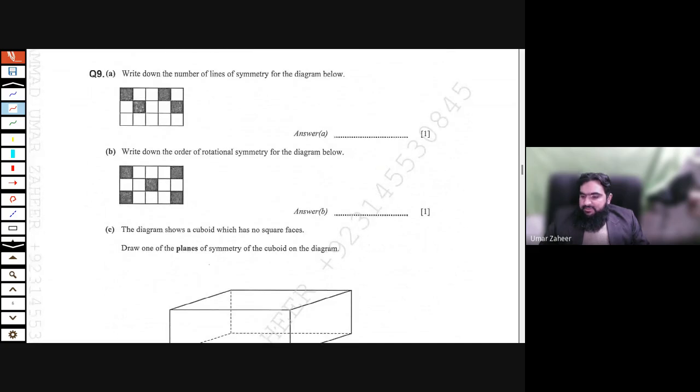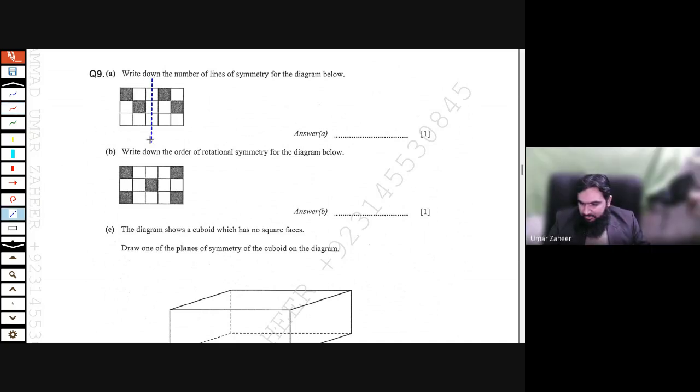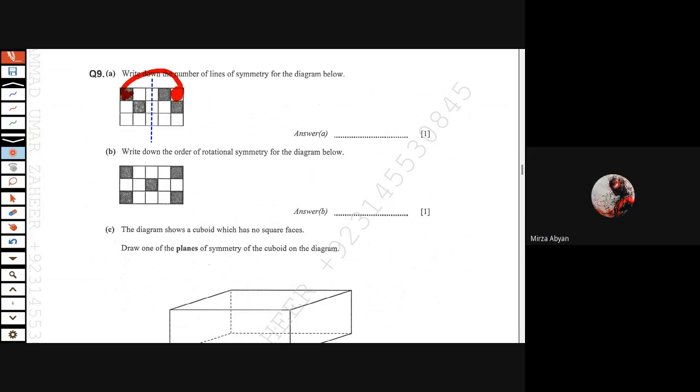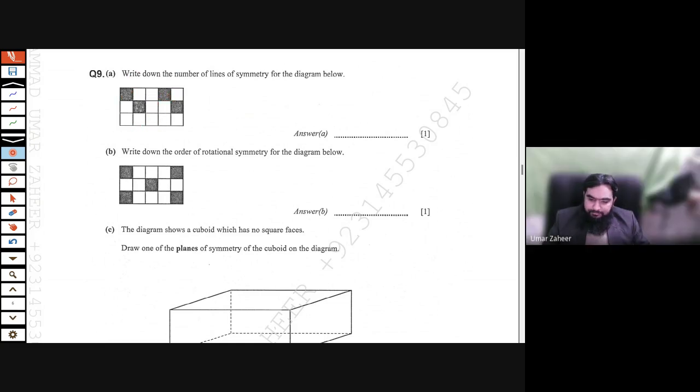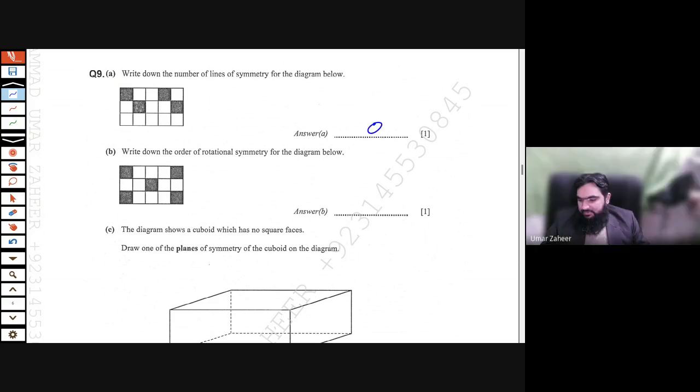Write down the number of lines of symmetry for the diagram. Yes, how many lines of symmetry do we have? Sir, one. One, which is vertical. You are getting the image? Sir, this box must be here, right? Oh, okay. So this means that it is not a line of symmetry. Any other one? So, sir, 0. Yes, it is.